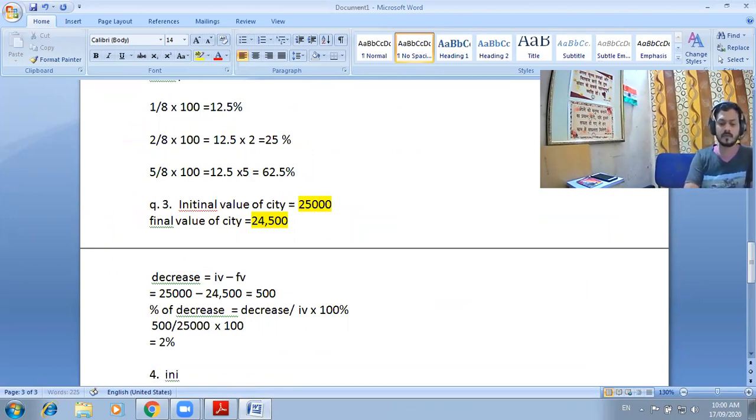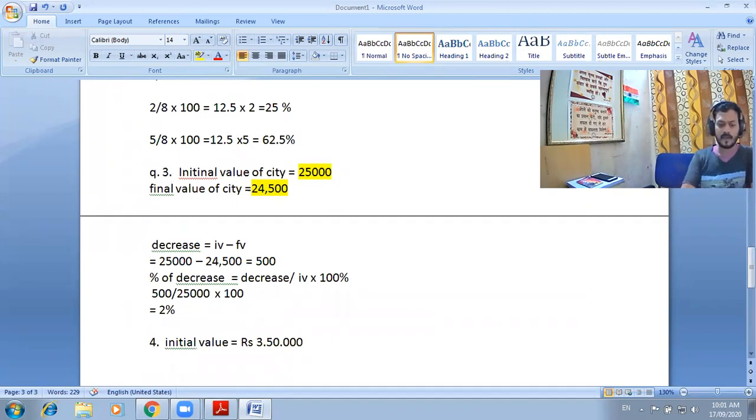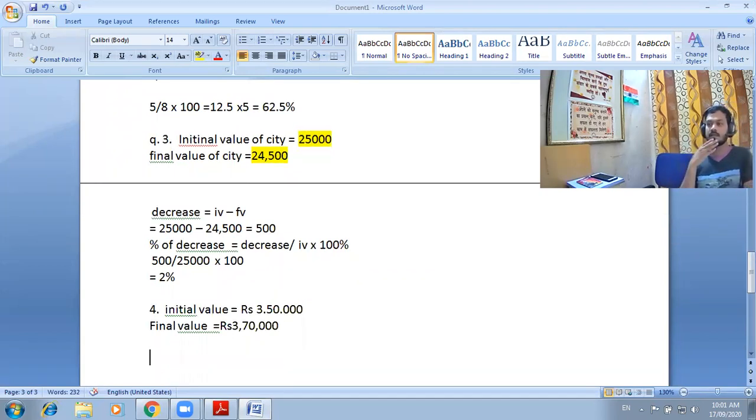So the initial value equals rupees, what is the initial value of the car? Equal to 3,50,000, and the final value equals rupees 3,70,000. Okay, so we can see here the value has increased.